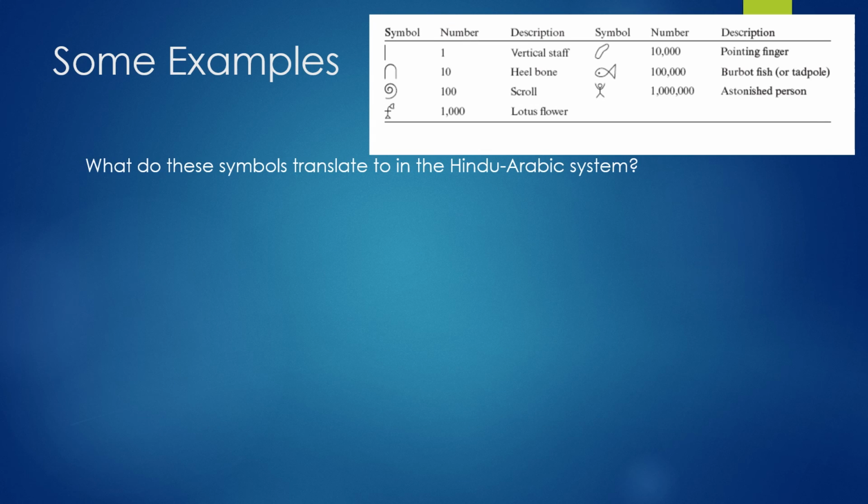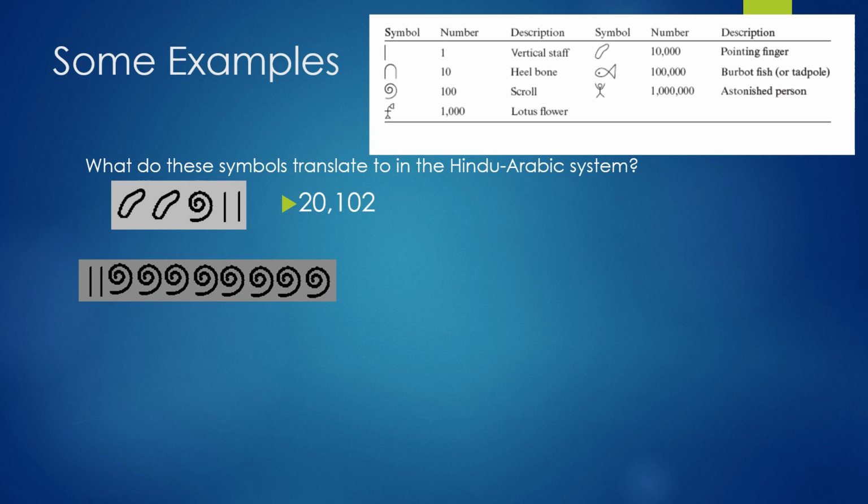Let's do some examples. So we'll ask, what does this mean in the Hindu-Arabic system? Which again, remember, that's just our current modern-day number system. In this case, these symbols translate to, well, we've got 2 pointing fingers, which means 2 times 10,000 or 20,000. We've got 1 scroll and 2 vertical staves, which means 20,000, 102, which is the right answer.